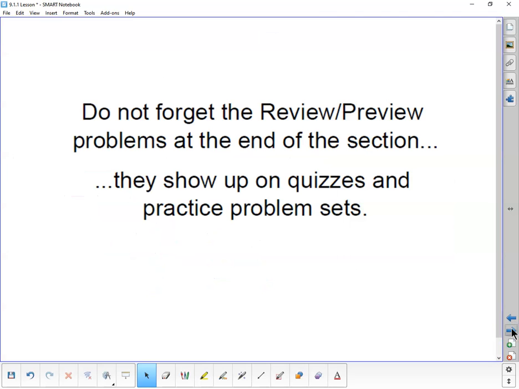So that's pretty much working with this. Take some time, build some shapes, come up with your own stuff, but please do not forget about the review and preview. I'll just let you know, they will show up on quizzes and your practice problem sets.